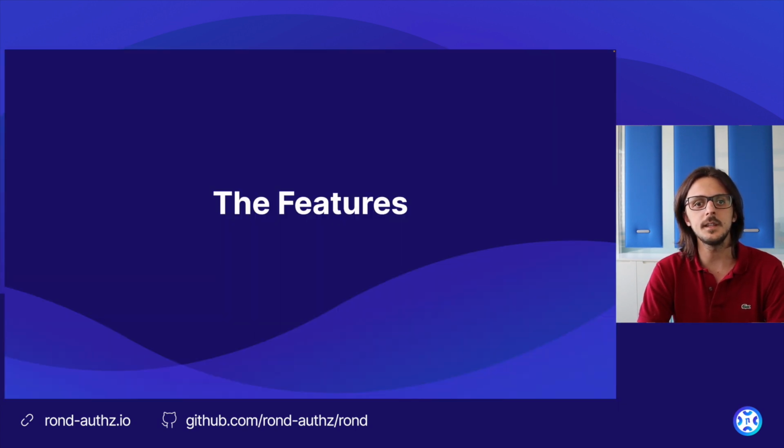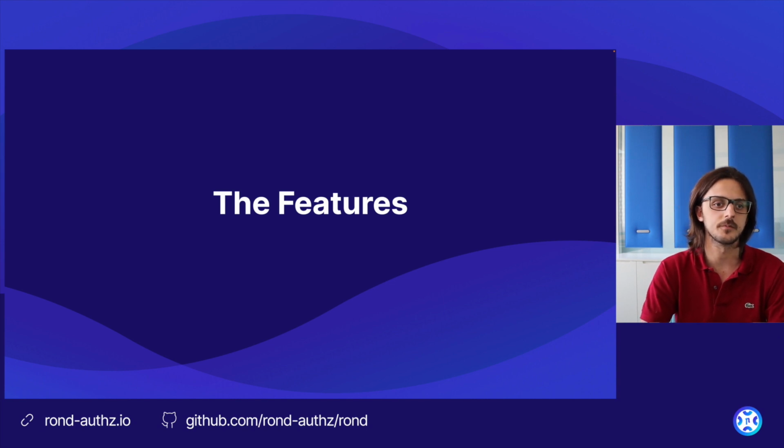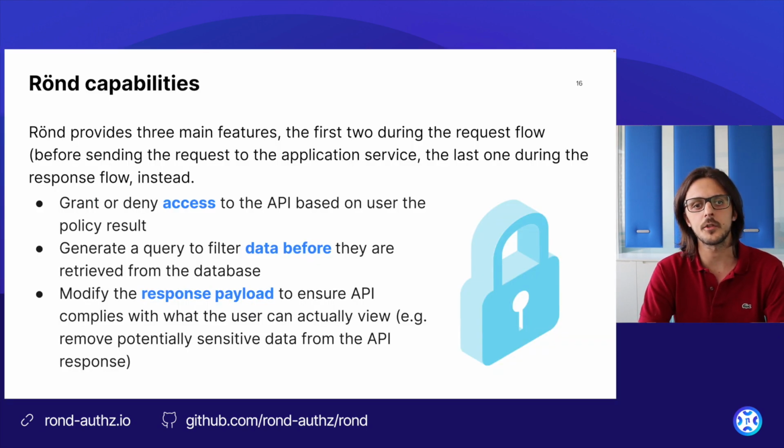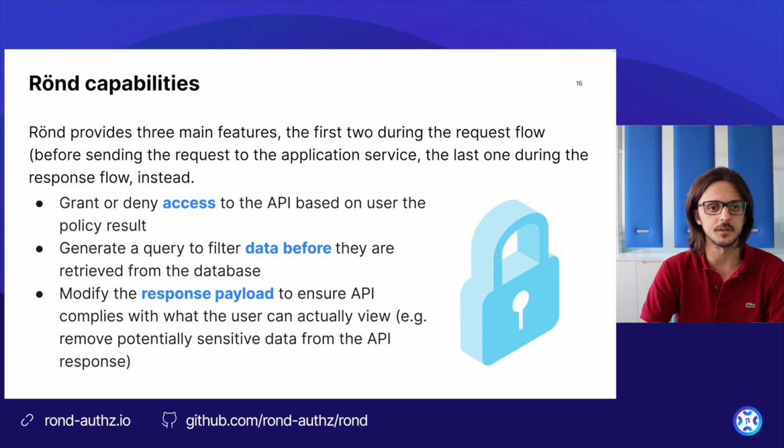Okay, so let's see the core features of Rönd and how you can use it in your application. As mentioned earlier, there are three core capabilities that Rönd provides. The first one being able to grant or deny access to the APIs based on the policy result, being able to generate a query to filter data before they are retrieved from the database, and being able to modify the response payload to ensure the API response only contains authorized data that the user can see.